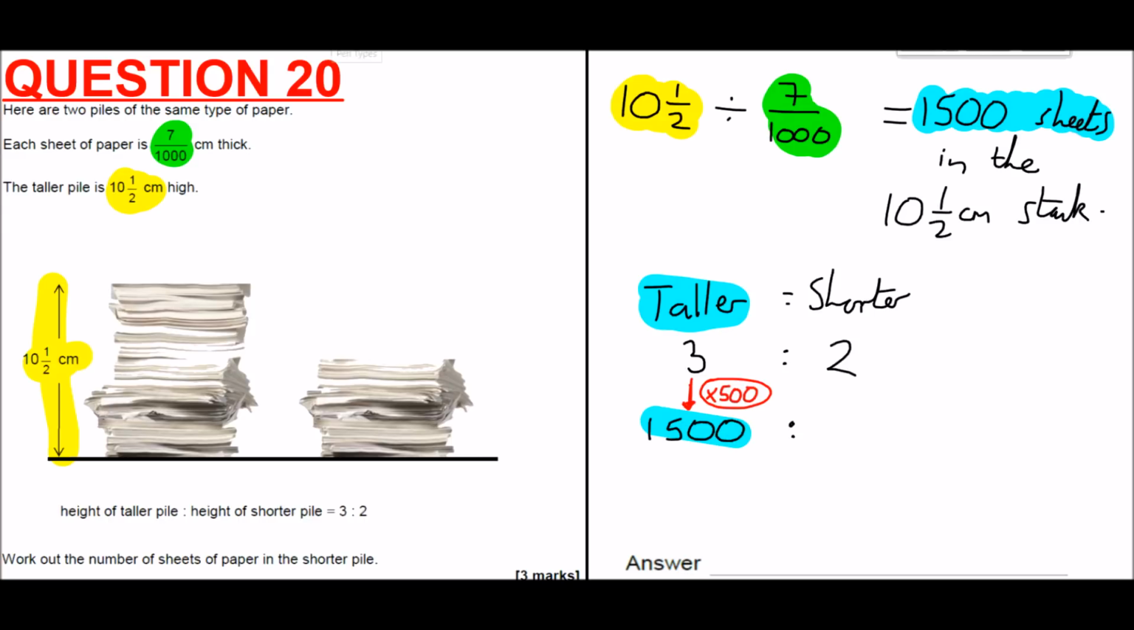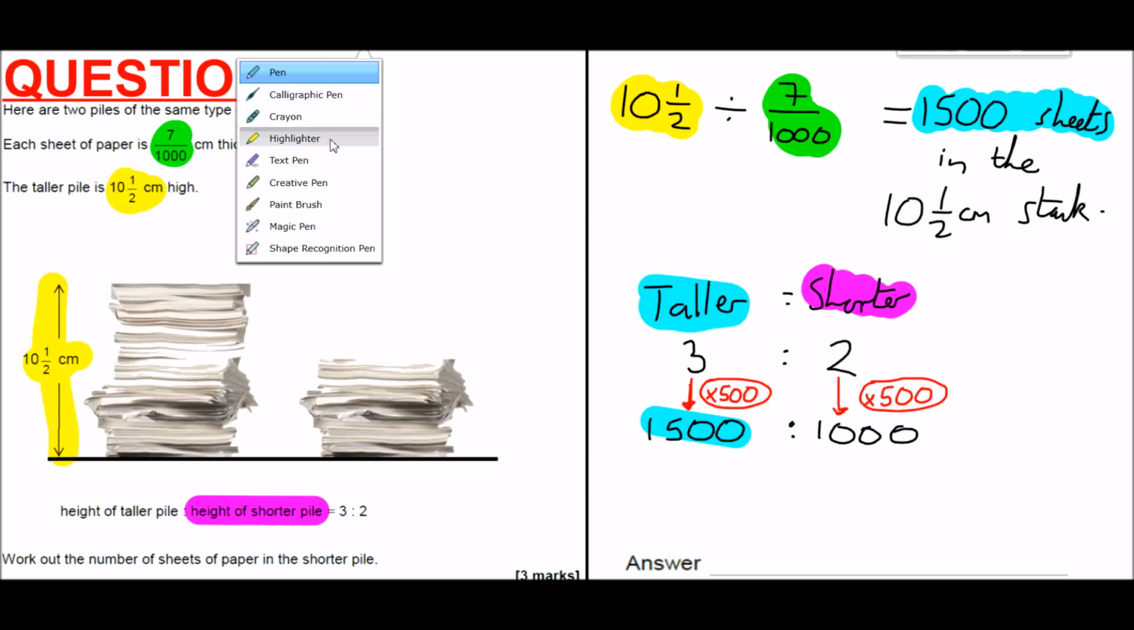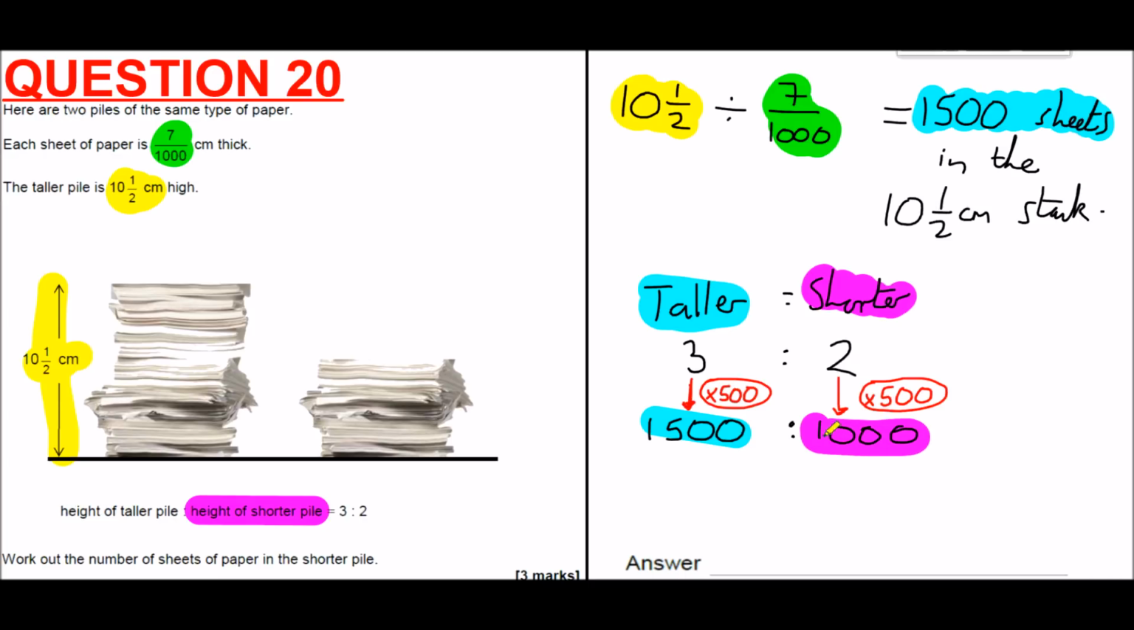And so for the shorter pile now, if one lot is 500, then 2 lots of 500 will be 1,000. Or you can think of it as what you do to one side of the ratio, we do to the other. So 2 times 500 would be 1,000. So the number of sheets in the shorter pile would be 1,000. Quite a tricky question, that one, but there we have our answer to it. 1,000 sheets in the shorter pile.